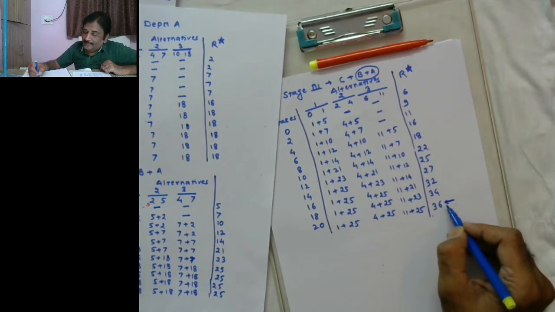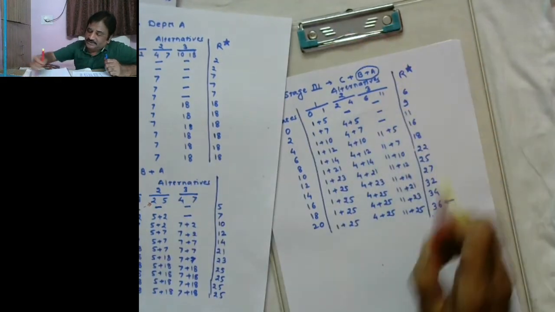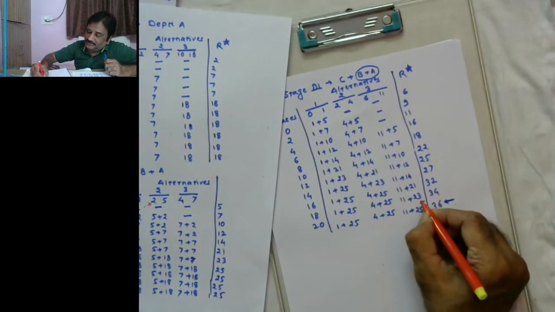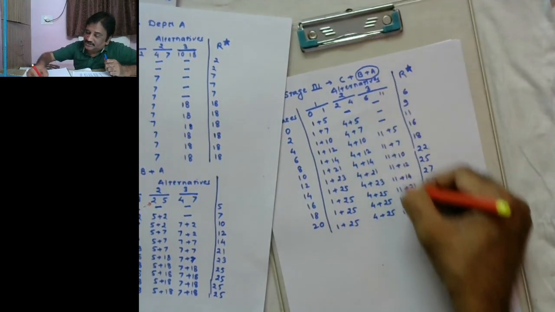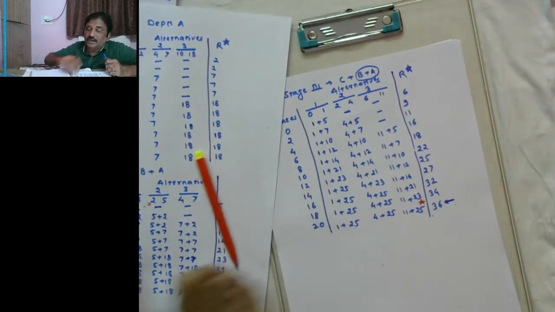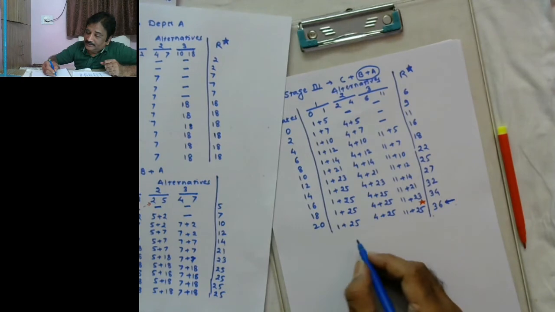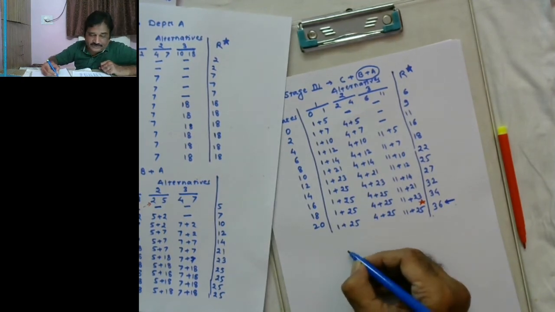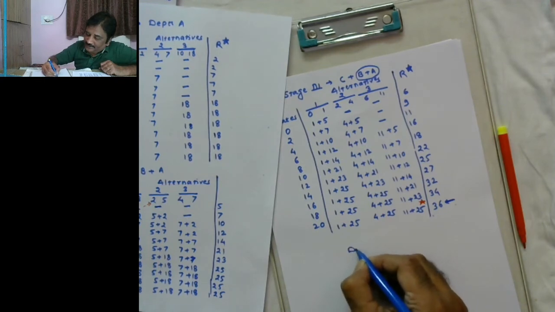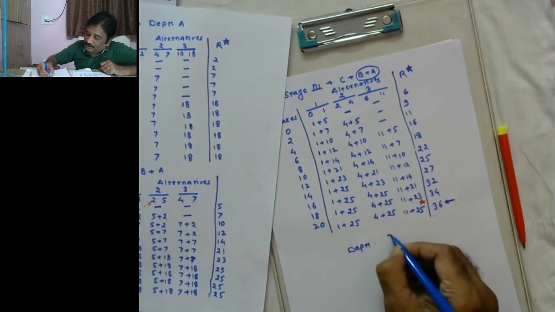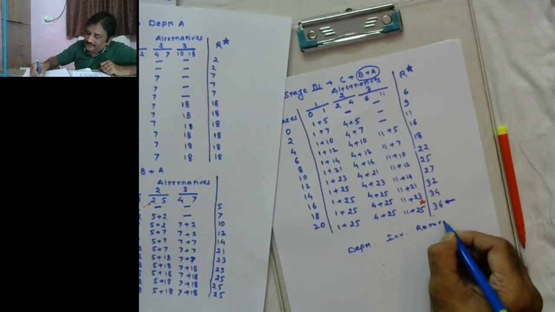Just look here. This 36 is because of this, right? 36 is because of this. This is summing to 36. And this sum is 36 because of this column. So you have chosen the third alternative. So here I write department, investment, and return. I just go on writing.